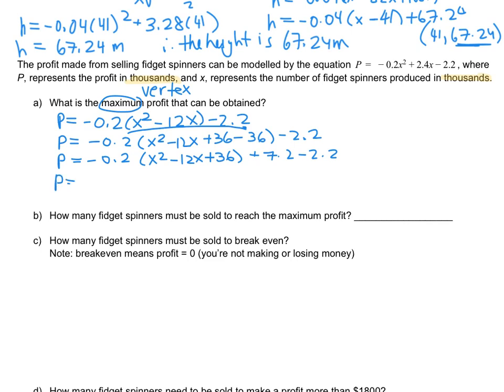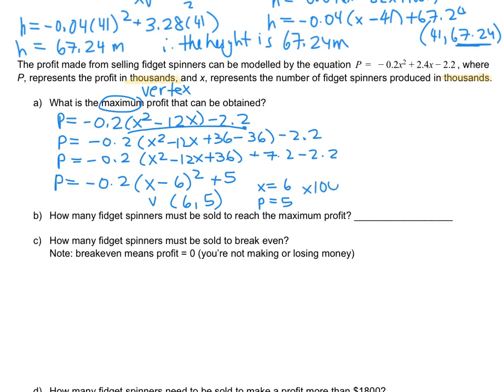And now we can finish this off. I factor my perfect square trinomial. The square root of x squared is x. I see subtraction, and the square root of 36 is 6. And then 7.2 minus 2.2 is 5. So my vertex is positive 6, 5. In that vertex, 6 represents x, and the profit P is 5. But remember that it told us that the profit was in thousands and the number of spinners was in thousands.